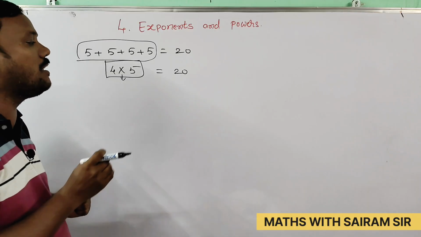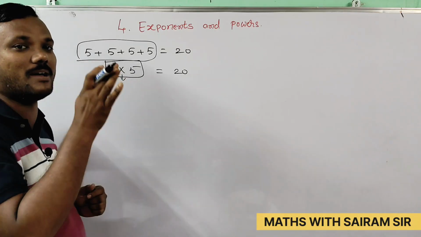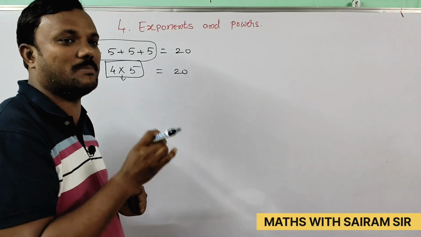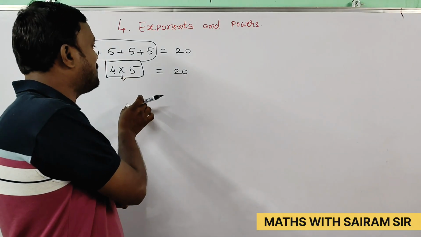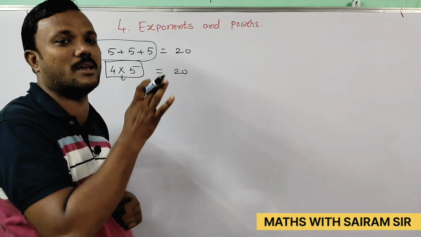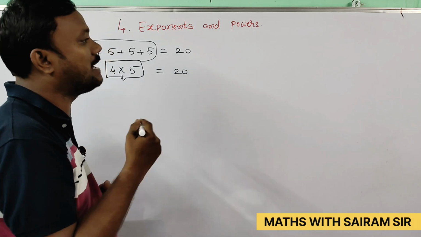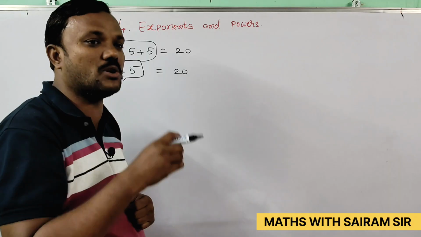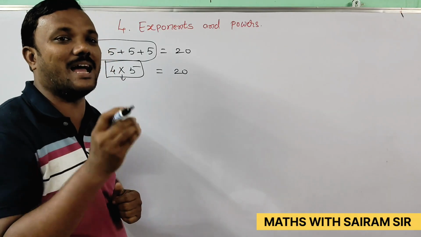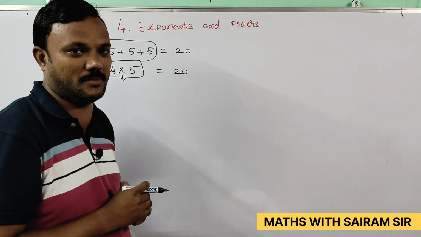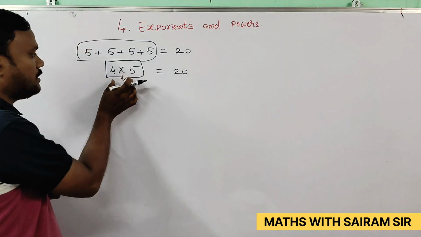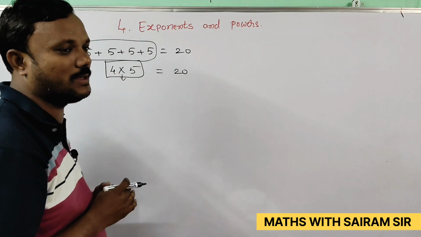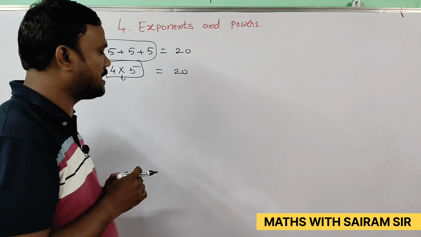Do you all understand why we are using multiplication? We use multiplication to represent the repeated addition of the same number to itself in short form. In the same manner, to represent repeated subtraction in short form, we use division. So multiplication represents repeated addition, and division represents repeated subtraction.